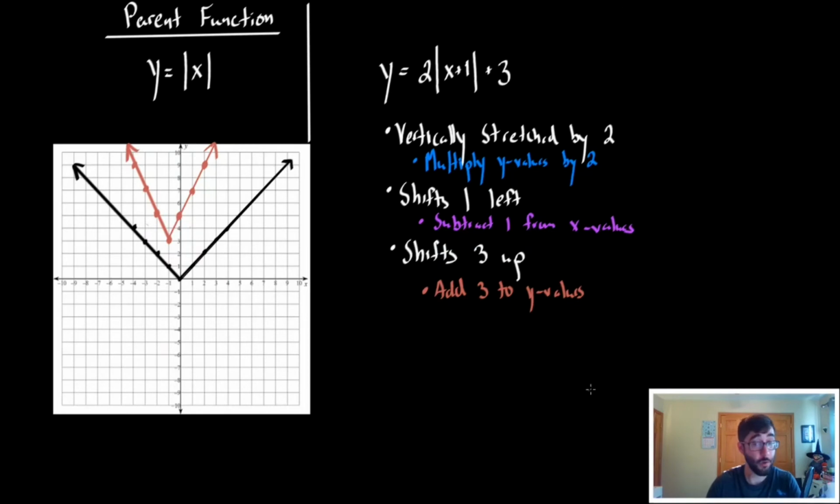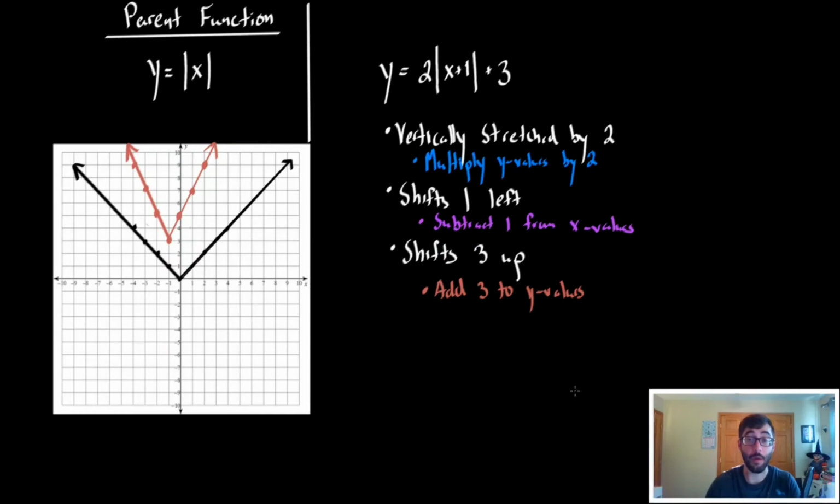The vertical stretch did not affect that, but what the vertical stretch did is affect how steep these points are, how steep the overall graph is. Since it's being vertically stretched by 2, you can see it is not nearly as wide as our parent function in black.